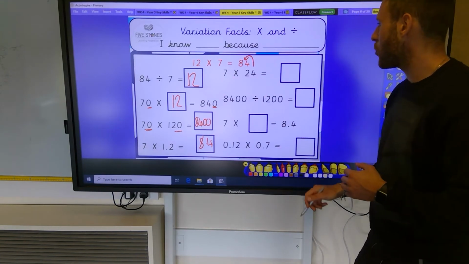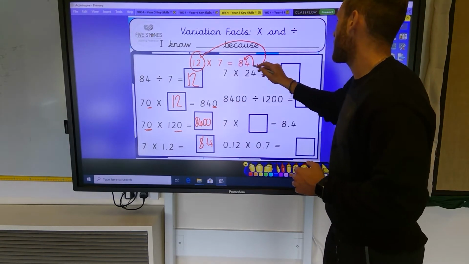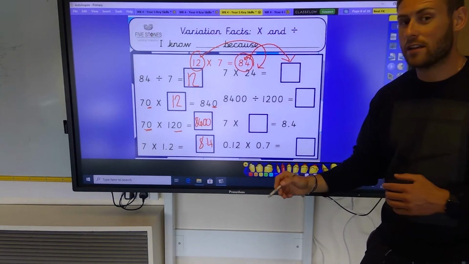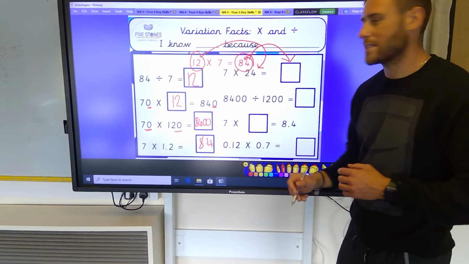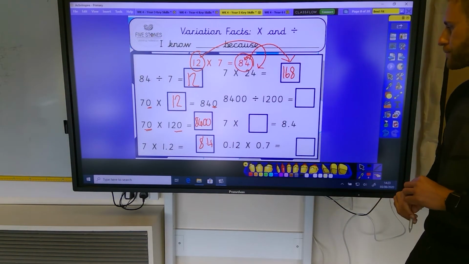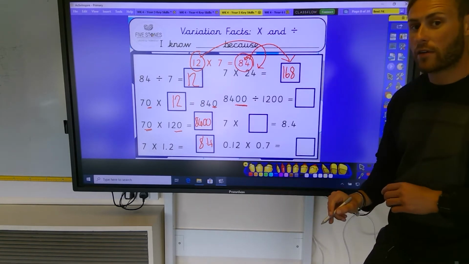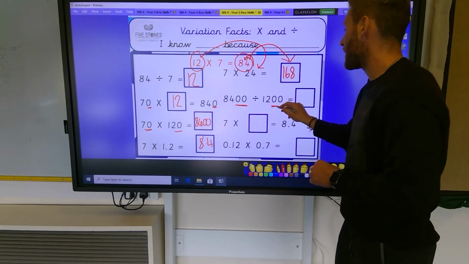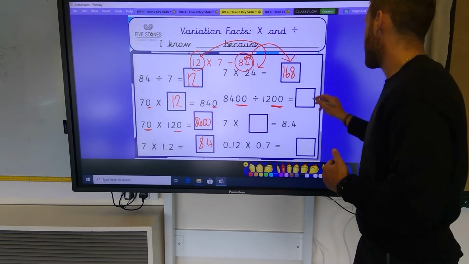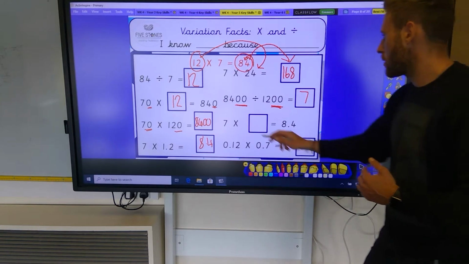7 times 24, what's happened? We've got 7 times 12. We've doubled the 12, meaning we've doubled the 84. Double 80, 160. Double the 4 is 8, 168. Right, we've got a value which is 100 times more. However, we've divided by a value that's also 100 times more, meaning that the other part of the calculation will remain the same.